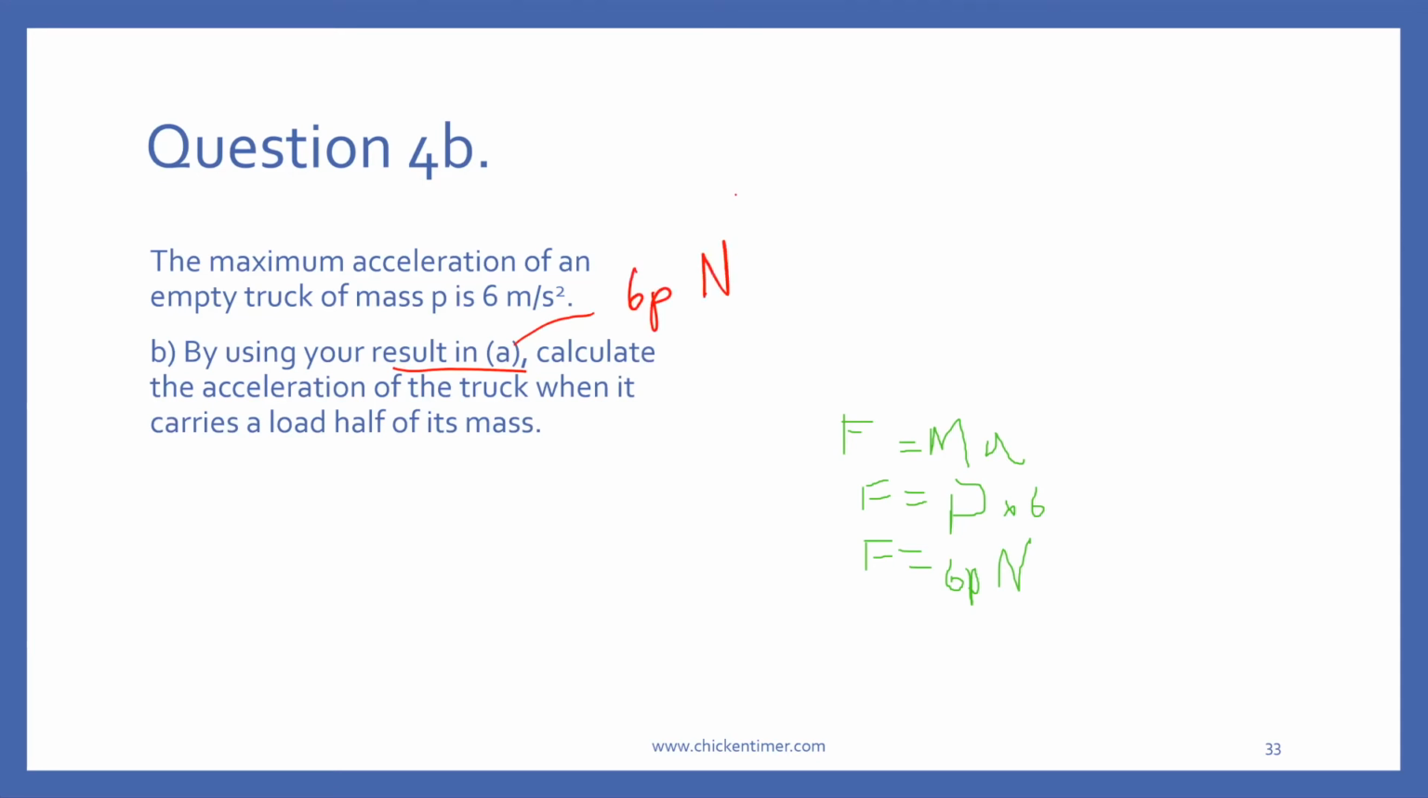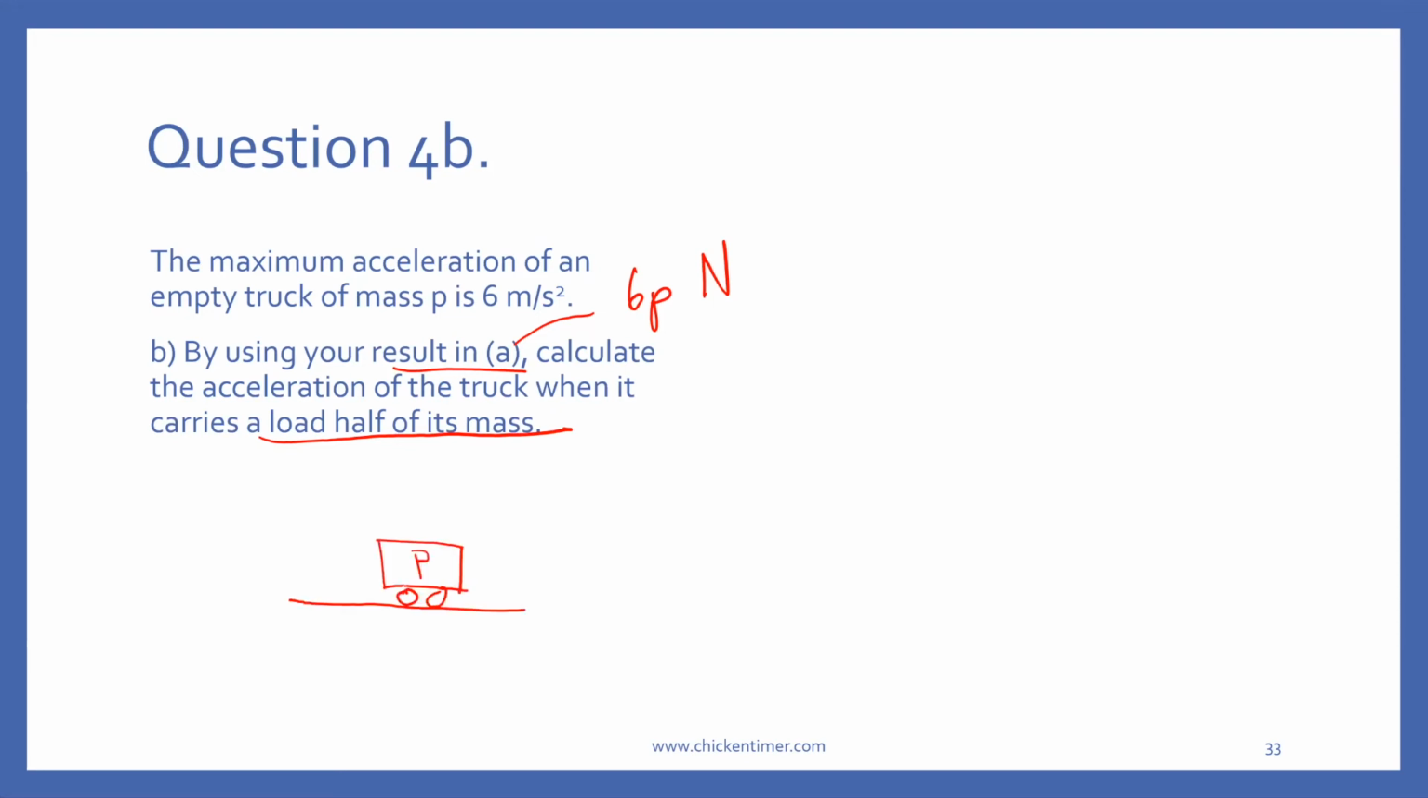Then you are supposed to calculate the acceleration of the truck when it carries a load that is half of its mass. So you try it, then we go through. You may want to draw a diagram. It may help you. So you have the truck with mass P, then it carries a load half of its mass. That means it carries another box of half P. Then they ask for the acceleration equals to how much.